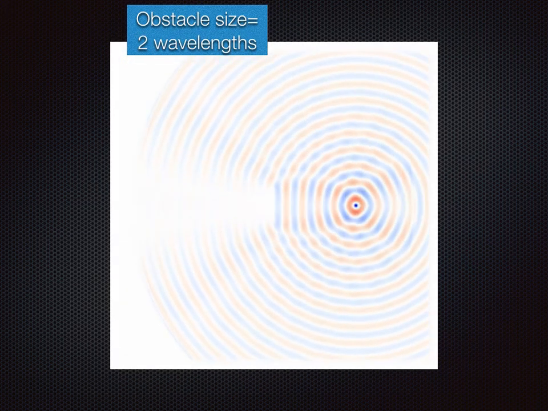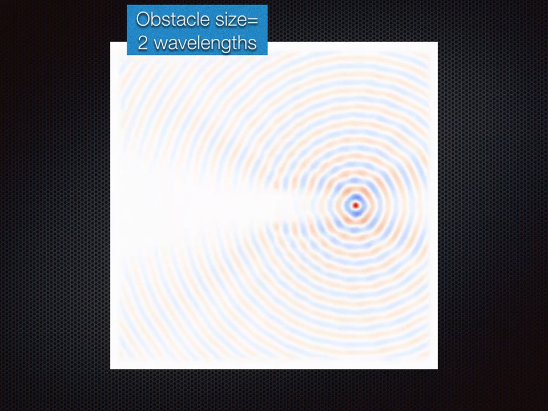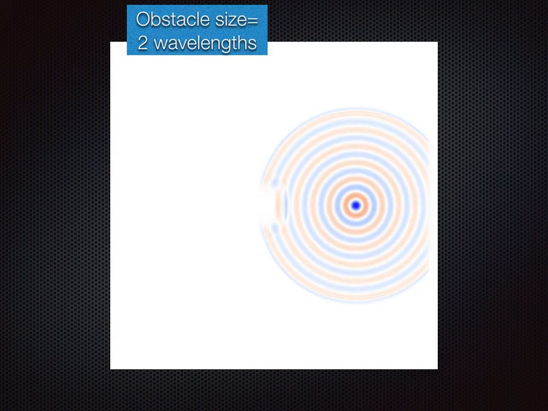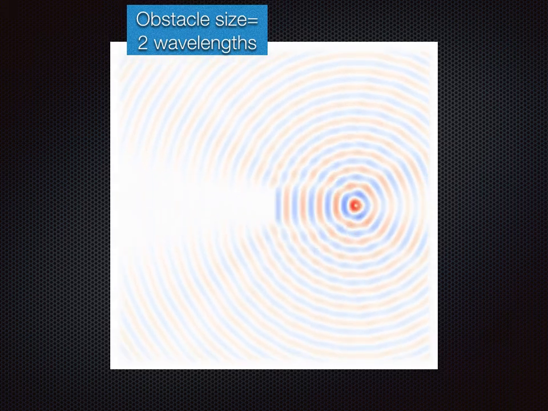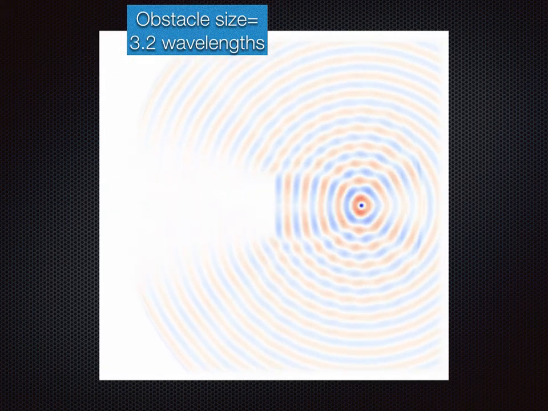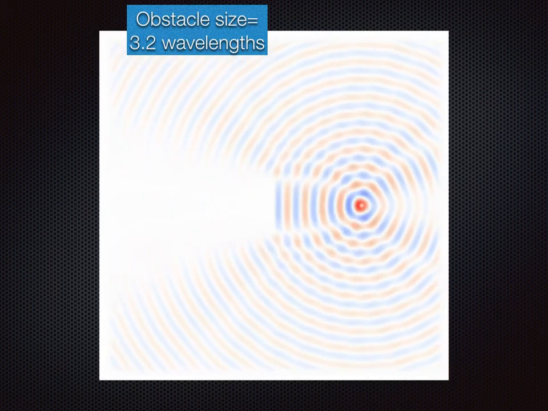At 2 wavelengths, we begin to see some region where there is no wave, but there is still significant diffraction. This is the second regime of wave scattering. At 3.2 wavelengths, we observe that there is little diffraction while the linear propagation starts to become more apparent.